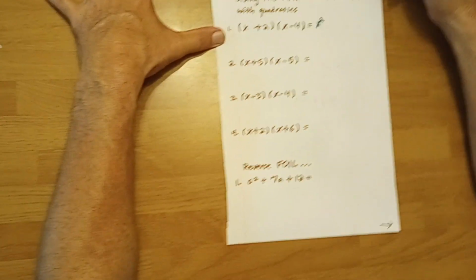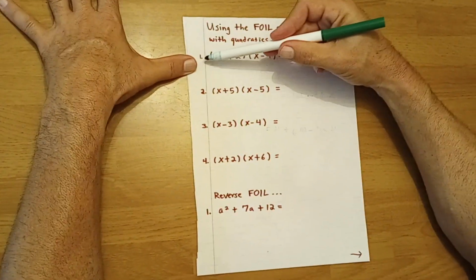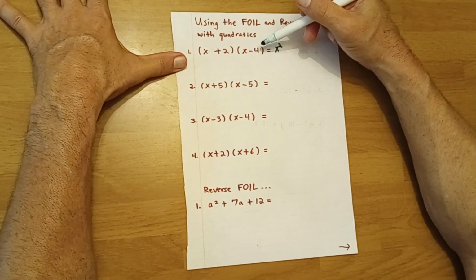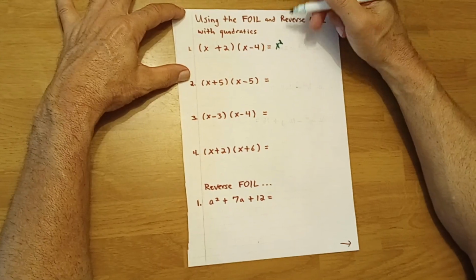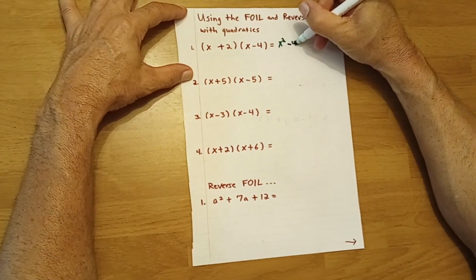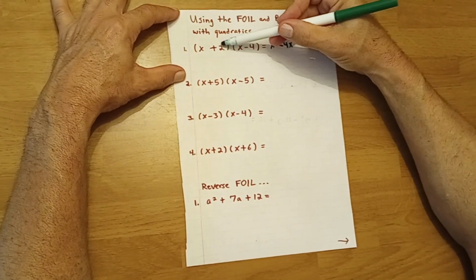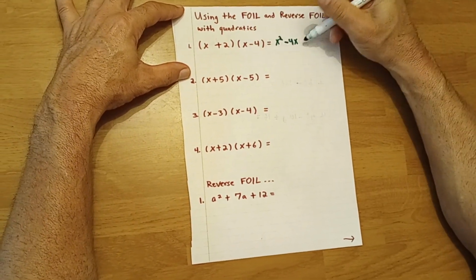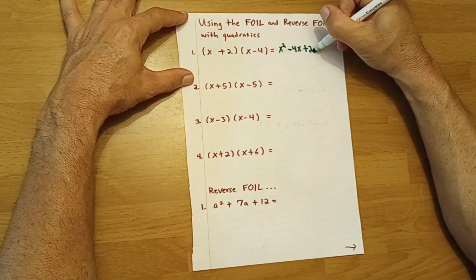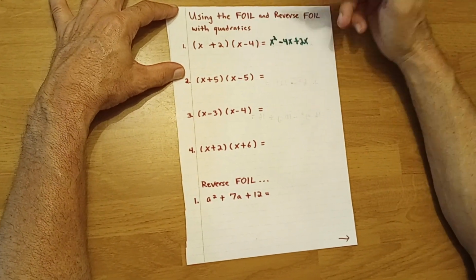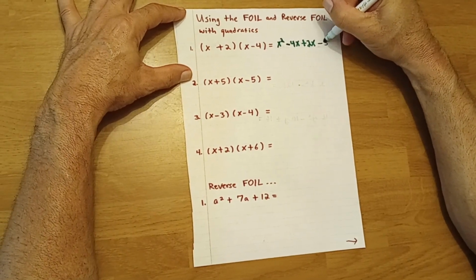Then we do the outside terms. x outside on this parentheses, negative 4 is on the outside here. So negative 4 times x is negative 4x. Now we multiply the inside terms. 2 and x is 2x. And then the last terms, positive 2 times negative 4 is negative 8.